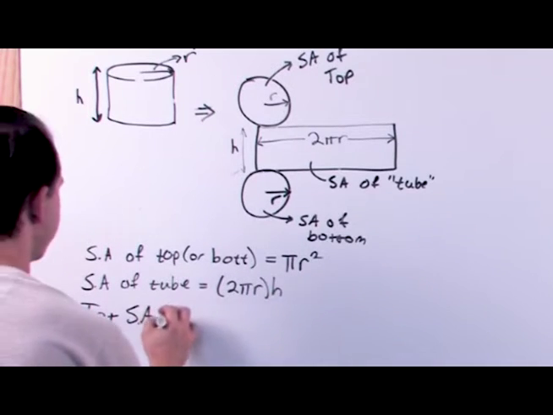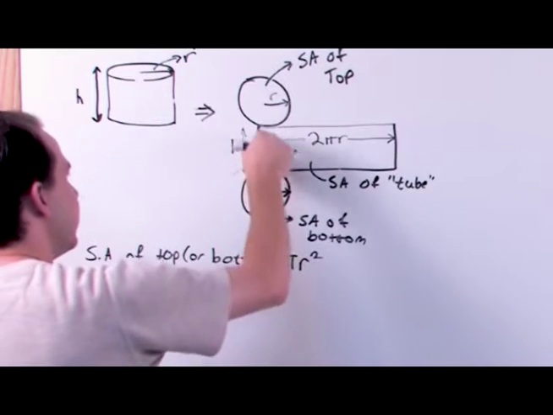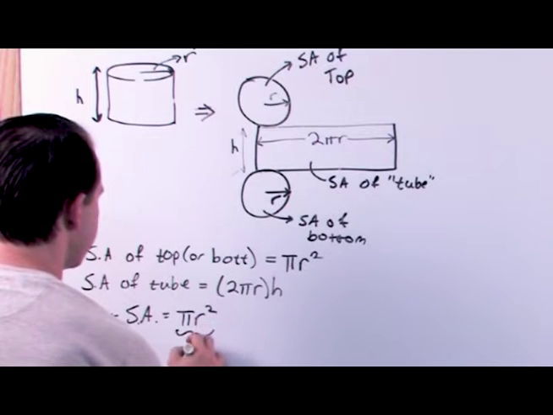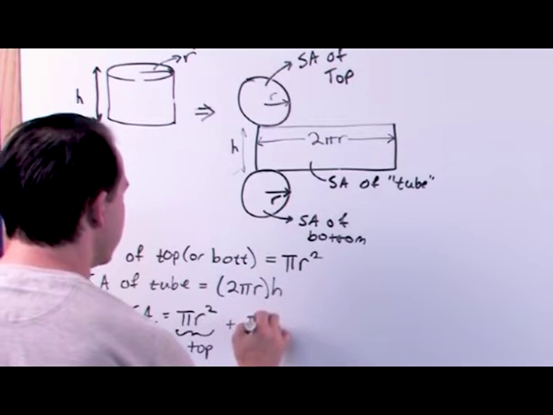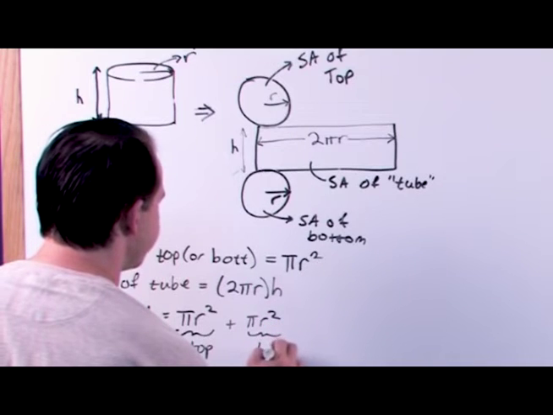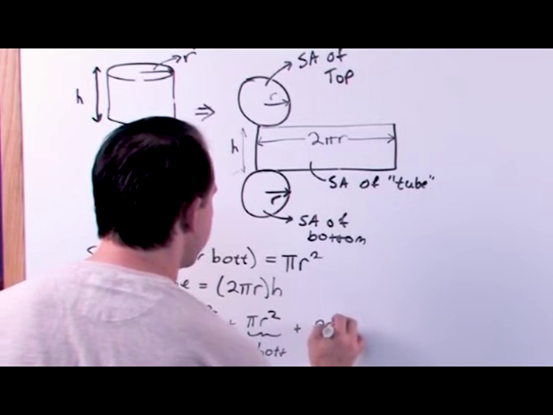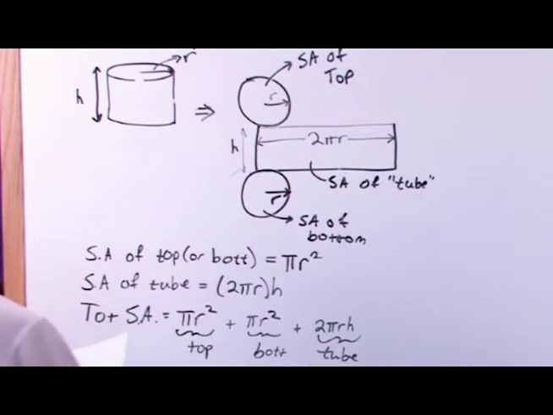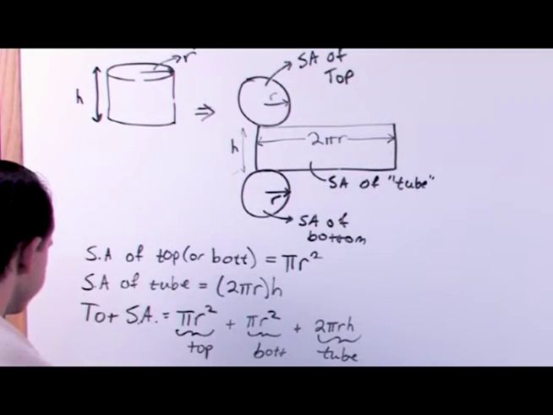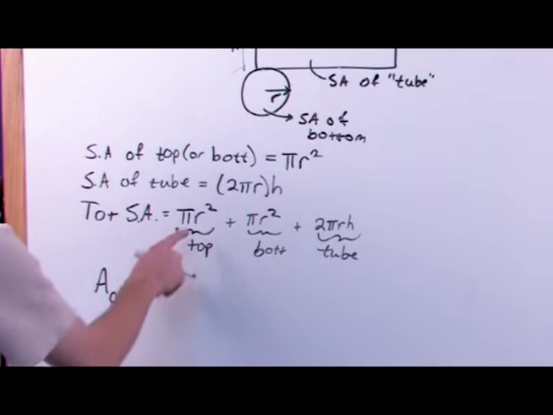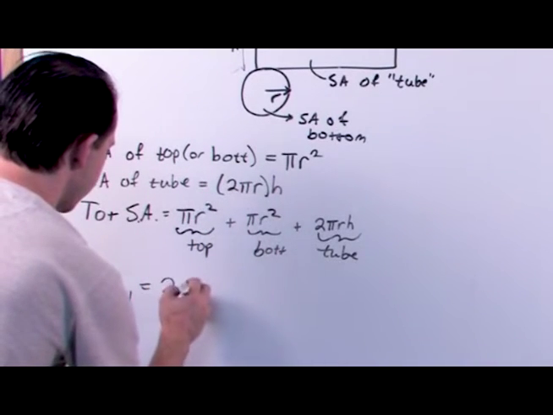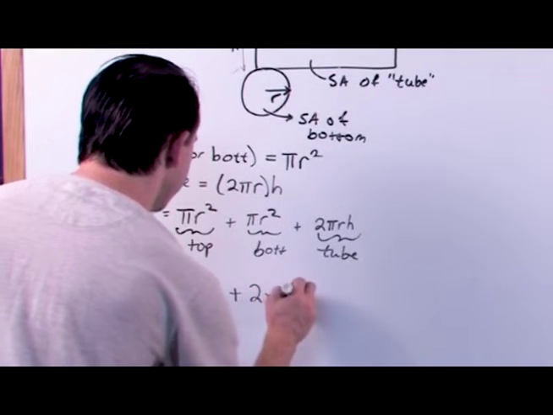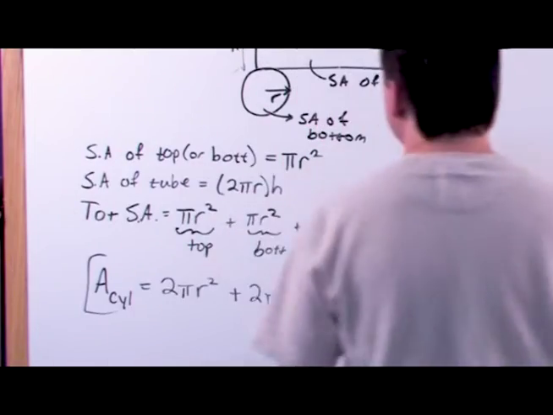So now that we know how to do that, the total surface area is going to be equal to this area plus this area plus this area. So what we're going to have is pi r squared for the top plus pi r squared for the bottom plus 2 pi r h for the tube. Okay, so the area of a cylinder in the end is going to be pi r squared plus pi r squared is 2 pi r squared, plus 2 pi r h. So there you go. We just derived it.